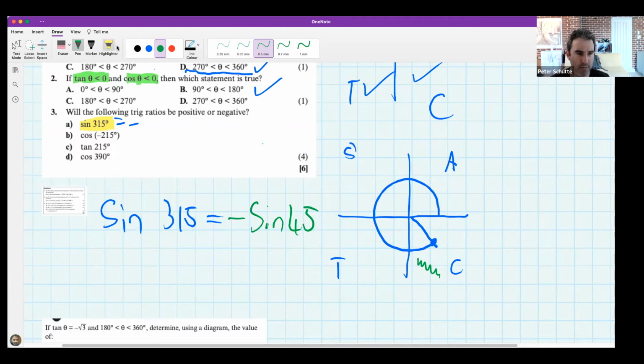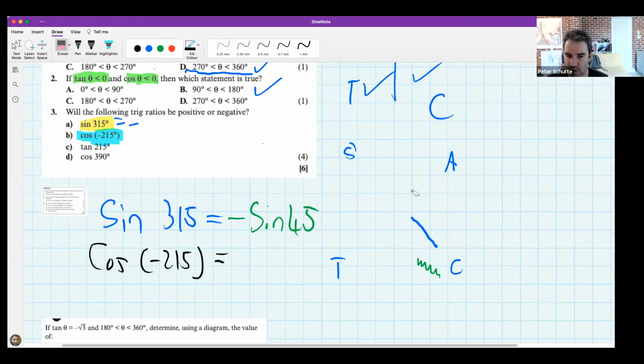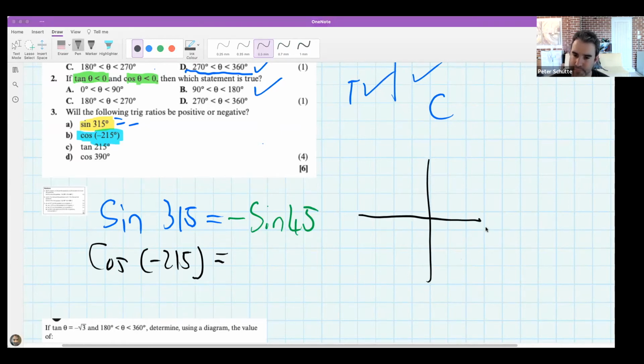Let's do the second one. Same sort of idea. I want to know, first of all, is the cos of minus 215 positive or negative? And then I want to use the reduction formula on that. So first tell me, is the cos of minus 215 positive or negative? And then I want to know how we would reduce it using the reduction formula to make it a smaller angle. Well done, Teddy. How would you visualize minus 215? Is it going to be positive? Is it going to be negative?